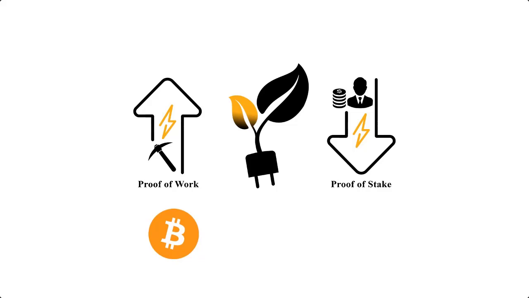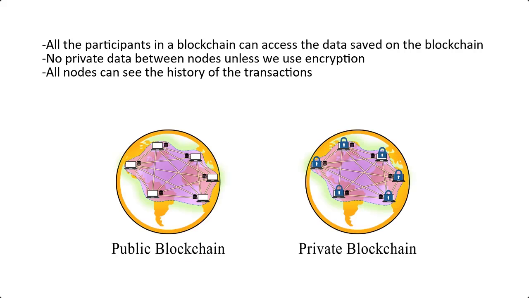So all the participants in a blockchain or all the nodes in a blockchain would be able to access all the data saved on the ledger. That means there is nothing private about the data between the nodes. So whoever is acting as a node in the system will be able to see through the blocks and reach out and see the history of the transactions and read all about the data in the different blocks of the blockchain.